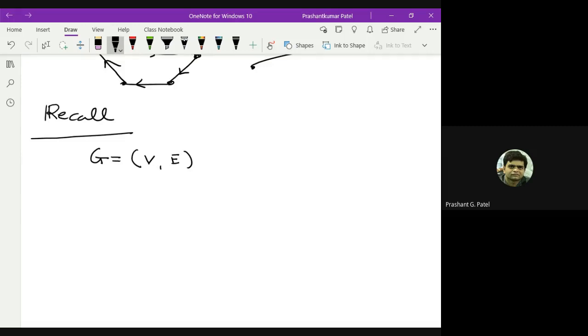We also discussed the complete graph, bipartite graph, complete bipartite graph. And then lastly we discussed a directed graph. In short, it is also known as a digraph. Okay, so a directed graph has another name, a digraph. So all these things we discussed in the previous lecture.